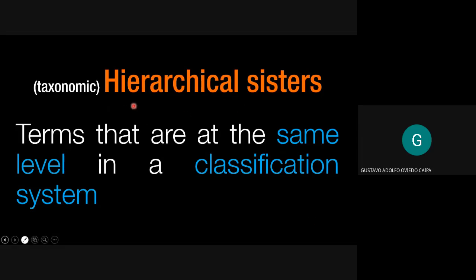Okay, hierarchical sisters. This one sounds more complicated than it is. When I show you the examples and some illustrations, it's going to be very clear. So, hierarchical sisters are terms that are at the same level in a classification system. And when you see the illustrations of this, it's going to be very clear for you. So for the moment, just be content with the definition. But I promise it's gonna be clear in a second.